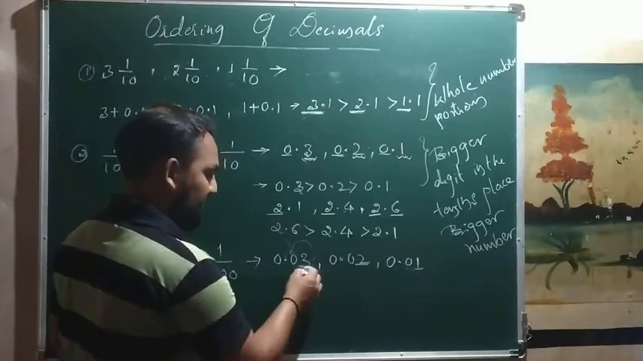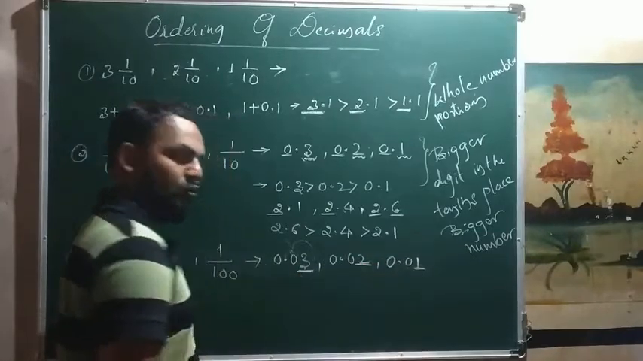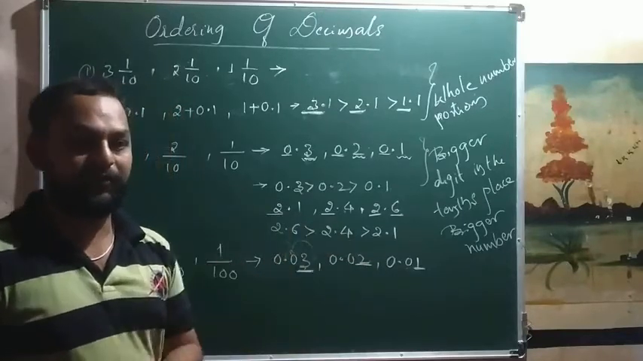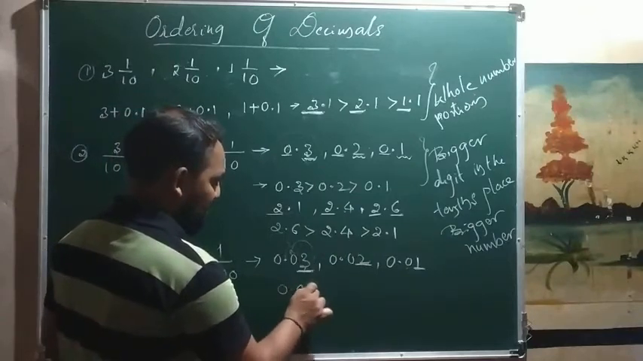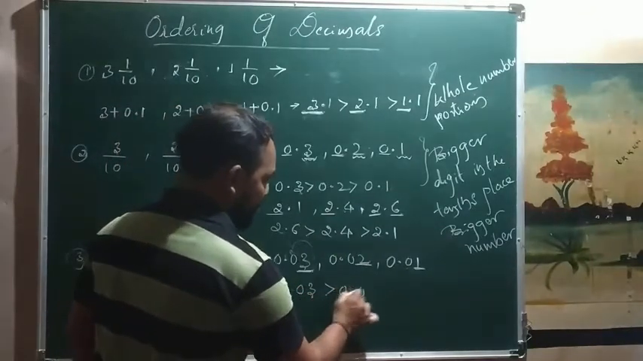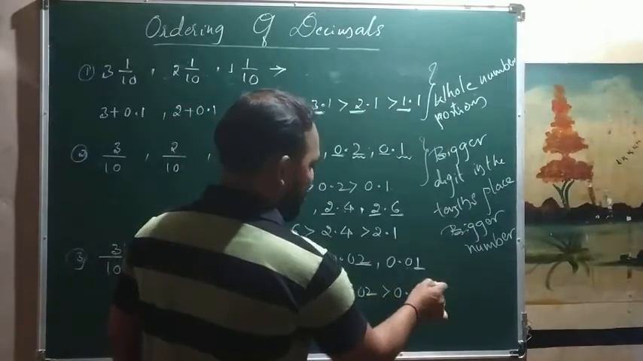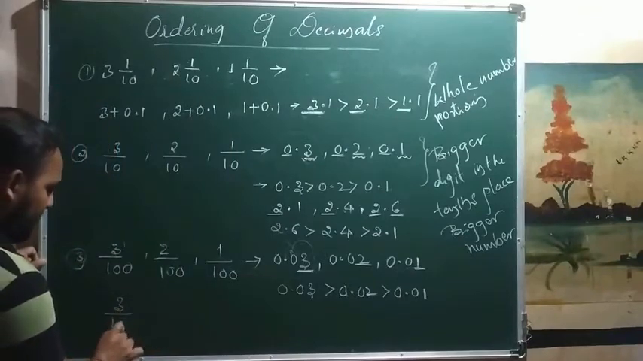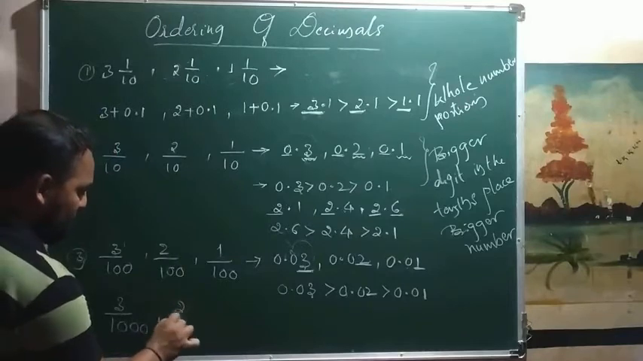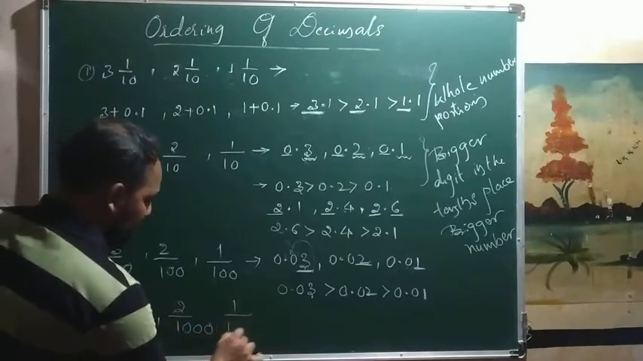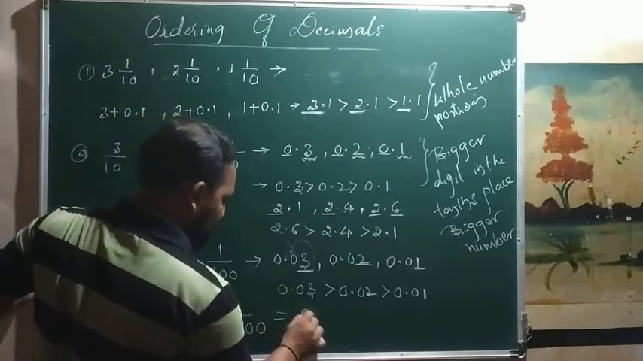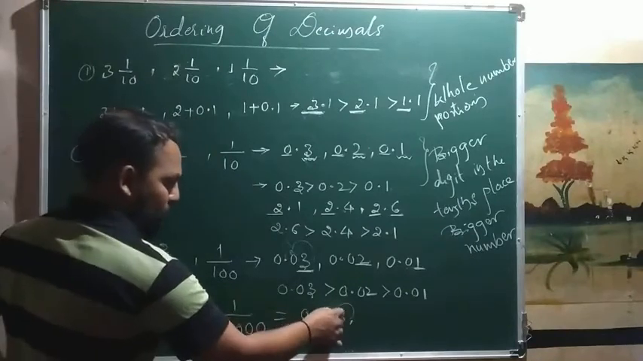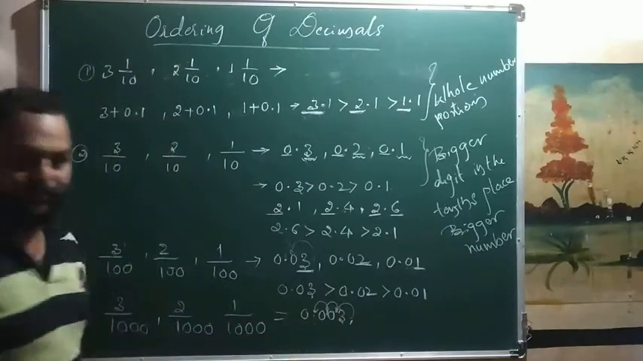Here see, 3, 2, 1. Comparing all three numbers, the digits in the hundredth place, which is the greater number? Here 3 is the greater number. 0.03 is greater than 0.02, and that is greater than 0.01. Next, thousandths: here 3/1000, 2/1000, 1/1000.